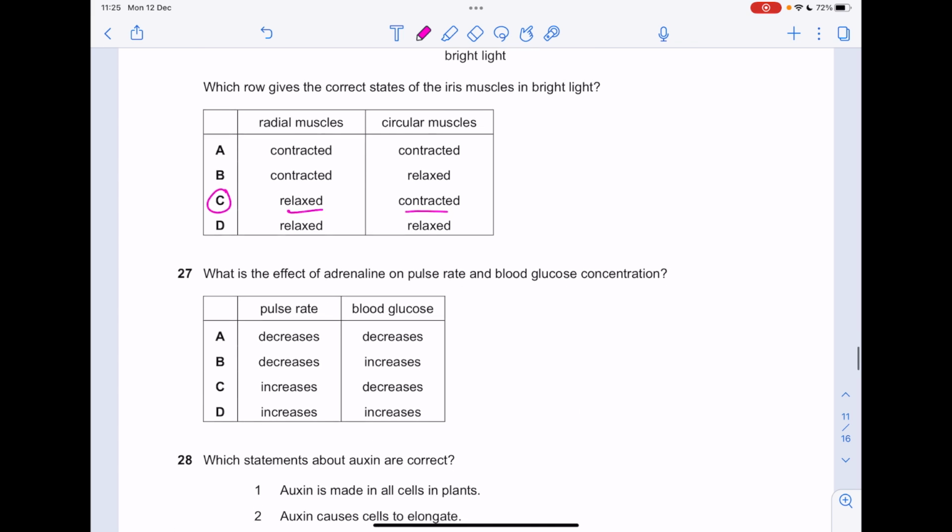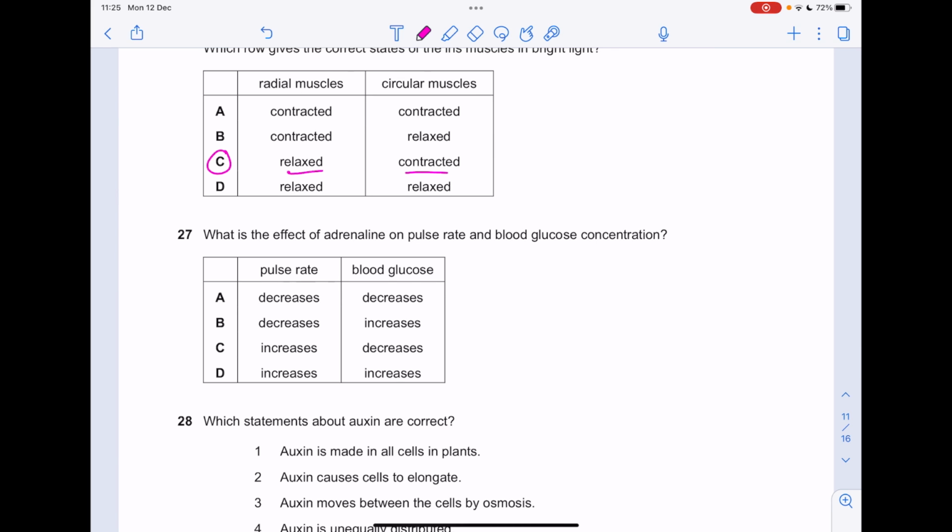What is the effect of adrenaline on pulse rate and blood glucose concentration? So remember, adrenaline prepares you for fight or flight. This means your heart rate needs to increase, which is linked with your pulse rate. And it also means that we need more glucose in our blood to enable our muscles to respire, to contract, so that they can allow us to run away or fight.